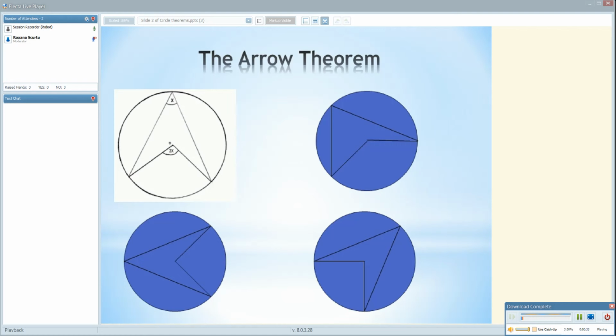So the arrow theorem says that if you have two angles like this, one of them based here in the center and the other one based on the circle, and both of them have the same ending point, so they have the same chord here. Yeah, so this one here is a chord, and if they have the same chord, but one of them is based in the center and the other one is based on the circle, the one based in the center is going to be double the one on the circle.